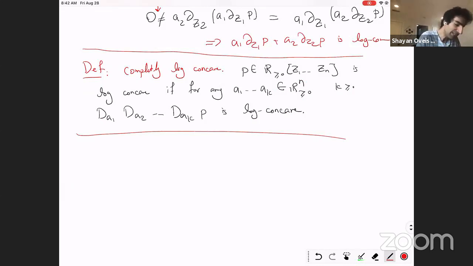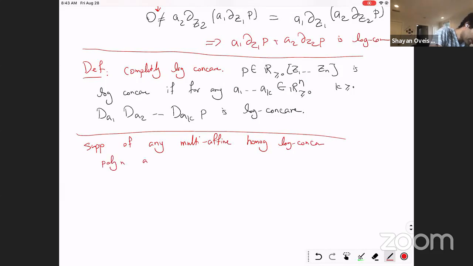Okay, I want to just conclude this part. Let me say two things about these completely log concave polynomials. First, there's a limitation similar to real stable polynomials. The support of any multi-affine homogeneous log concave polynomial comes from bases of a matroid. So the support of any multi-affine homogeneous log concave polynomial is the bases of a matroid.